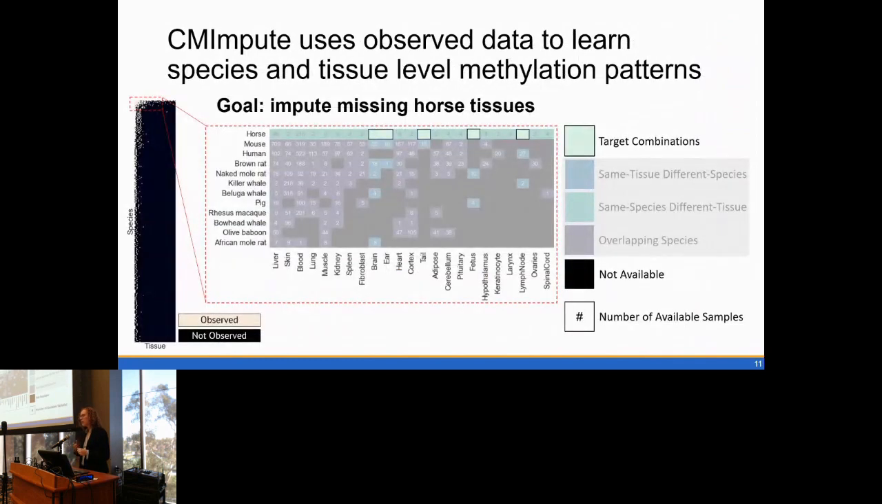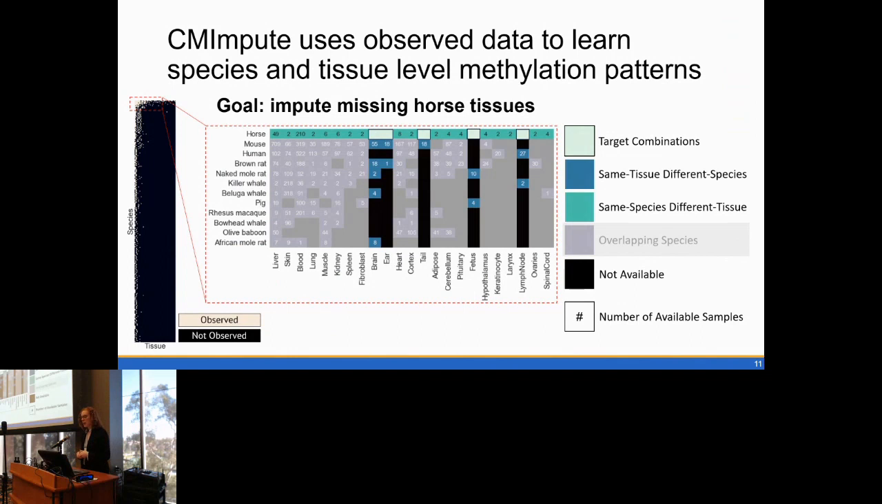CM-impute is trained on different categories of the observed data to learn the different methylation patterns between species and tissues. In this example, I'll describe the data that could be used to impute these missing horse tissues shown in light green. The first category is same species, different tissue information, which allows CM-impute to learn the observed patterns among these known horse tissues. The next category is same tissue, different species, which allows CM-impute to learn the differing methylation levels across the mammalian species in these target tissues.